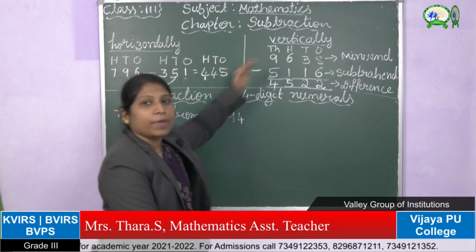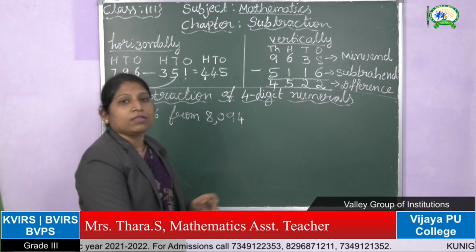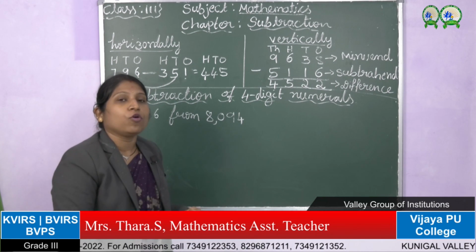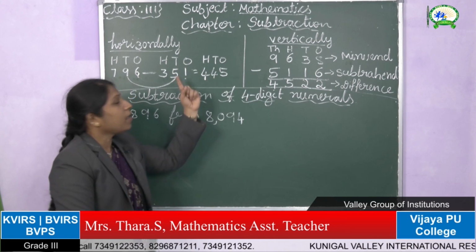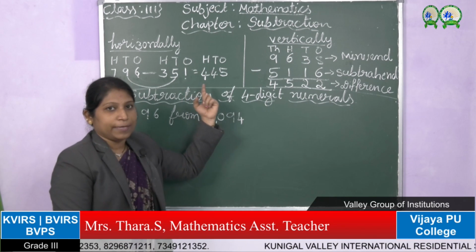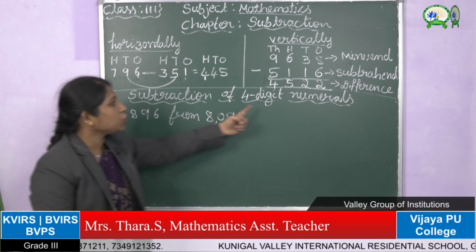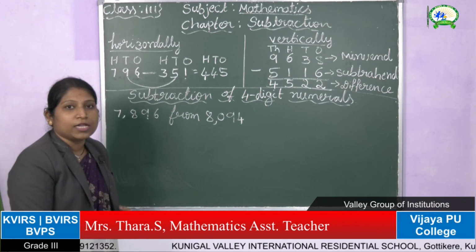4,522 is what we are getting by subtracting these two numerals. I hope all of you understood how to subtract vertically and how to subtract horizontally. Let's see the subtraction of 4-digit numerals.